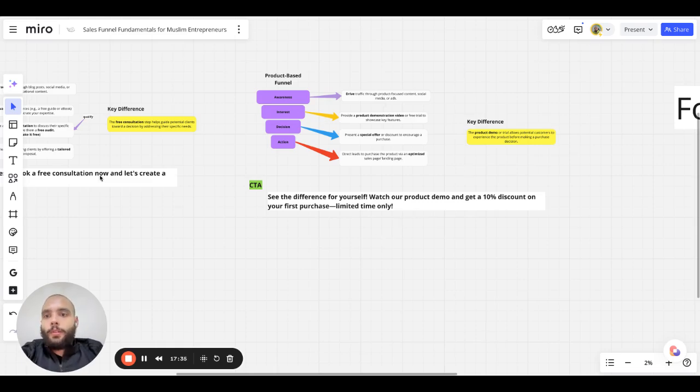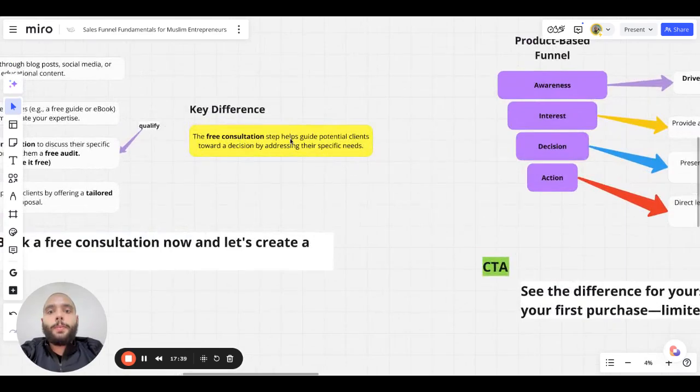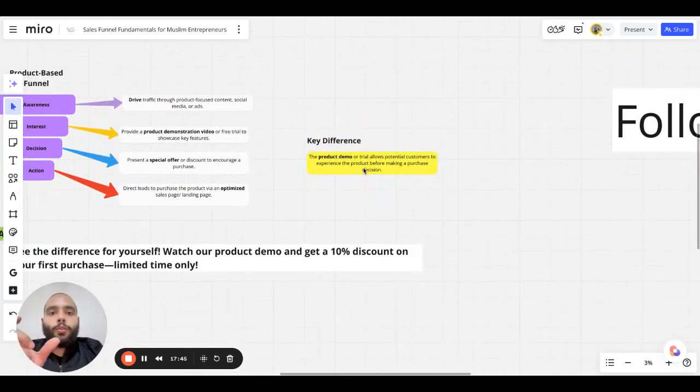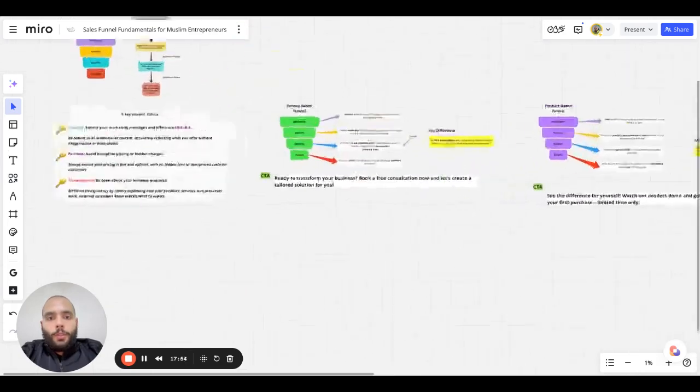Now the difference. Let's go to the service base. For this one, the free consultation step helps guide potential clients towards a decision by addressing their specific needs. And the product demo or trial allows potential customers to experience the product before making a purchase decision. Okay, that is essentially it, bro.